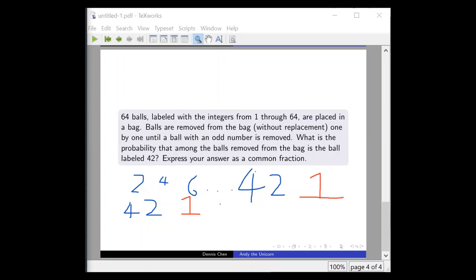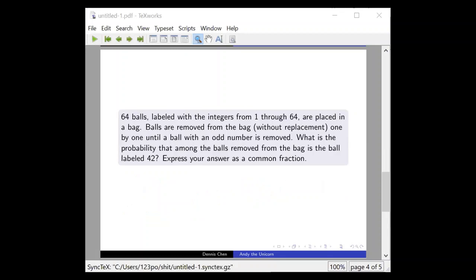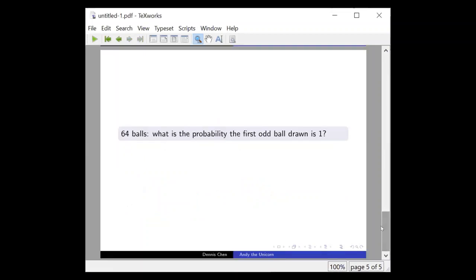All right. So here's a similar problem. 64 balls. What is the probability the first odd ball drawn is 1? So same problem as before, basically, except let's say you have 64 balls, 1 through 64. What is the probability that the first odd ball drawn is a 1?